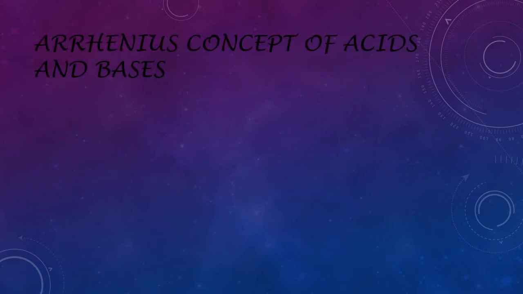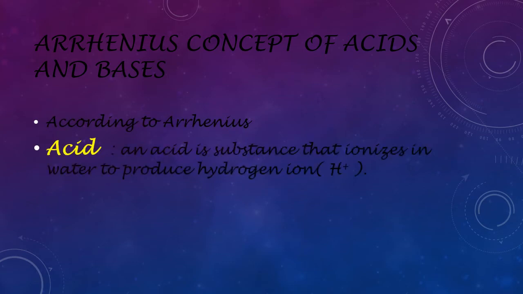Arrhenius concepts of acids and bases. According to Arrhenius, an acid is a substance that ionizes in water to produce hydrogen ion. Now look at the example. Our concept will be clear.